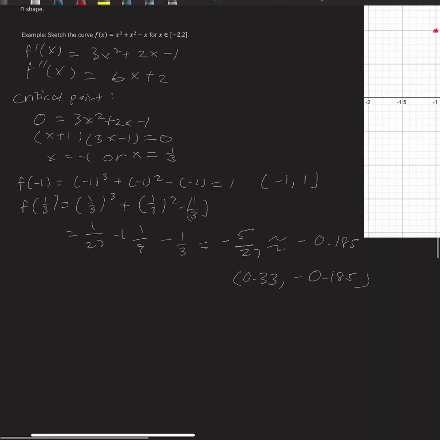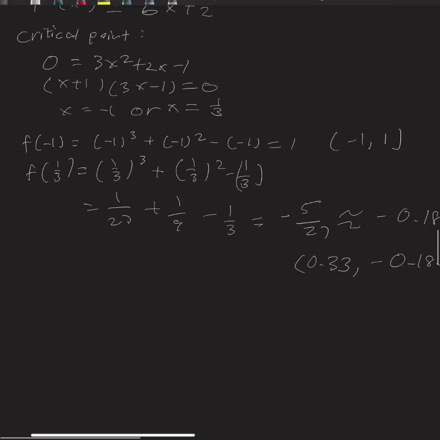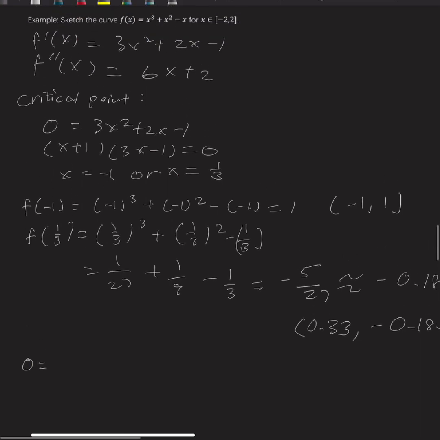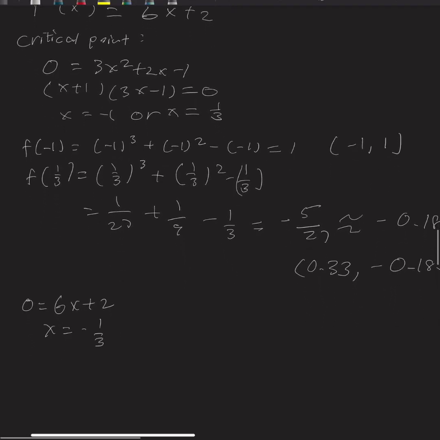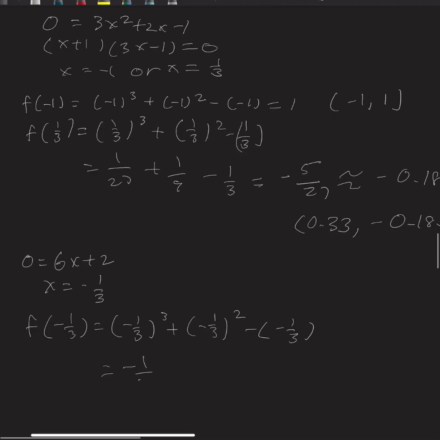So we should set the second derivative equal to 0. The second derivative function is 6x plus 2. So x is equal to negative 1/3. So let's find f prime. Actually, let's find f of negative 1/3. f of negative 1/3 is equal to (negative 1/3) cubed plus (negative 1/3) squared minus (negative 1/3).